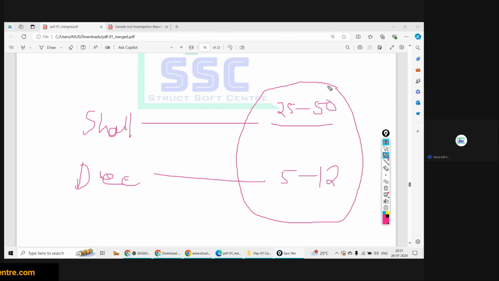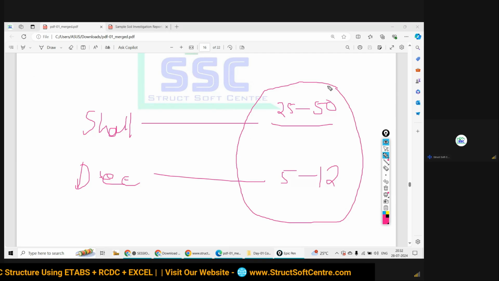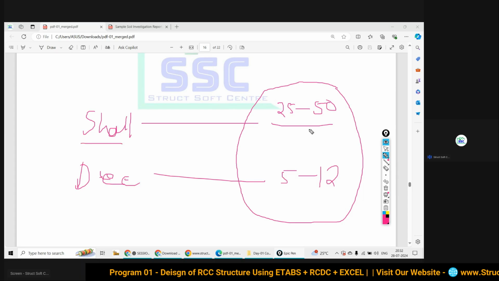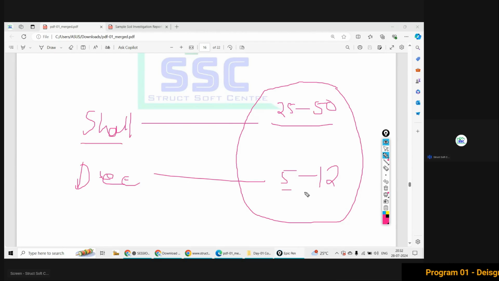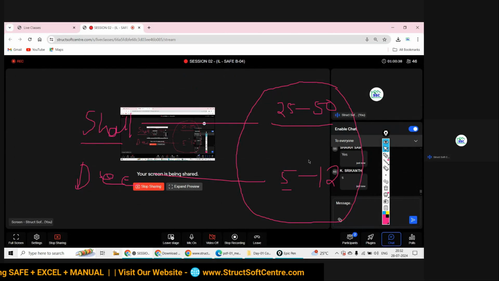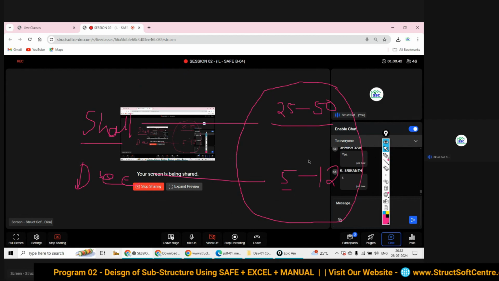After having experience of studying many soil investigation reports, for the shallow foundation the allowable settlement suggested by the geotechnical engineer is from 25 to 50 mm. But for the deep foundation, it ranges from 5 to 12 mm. Is that right? So it is not a fixed value. Again, it all depends upon the testing. After the test, we are going to get the settlement values.